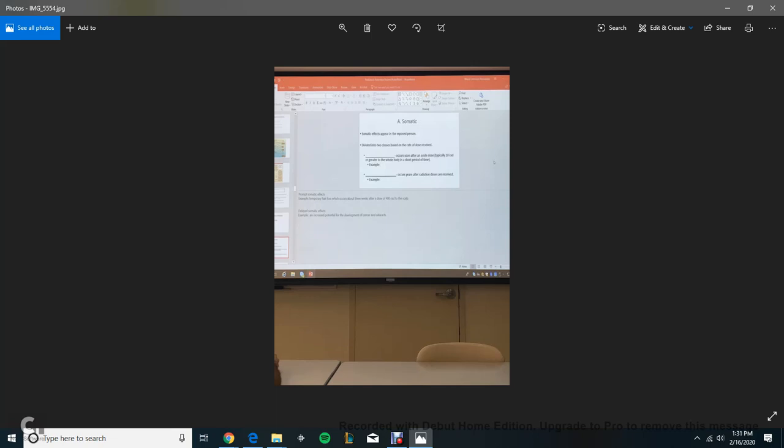The prompt somatic effects occur soon after an acute dose, typically 50 rads or greater, to the whole body in a short period of time. An example would be temporary hair loss, which occurs about 3 weeks after a dose of 400 rads to the scalp. The delayed somatic effects occur years after radiation doses are received. An example of that would be an increased potential for the development of cancer and cataracts.